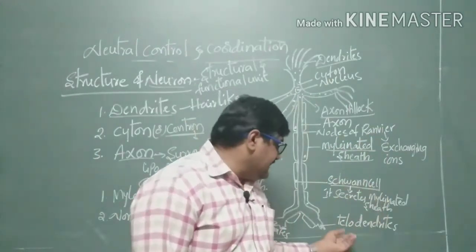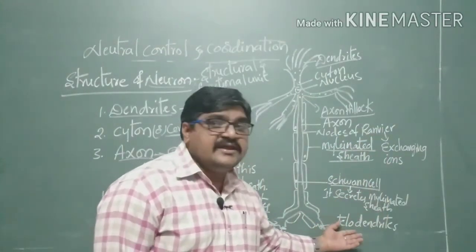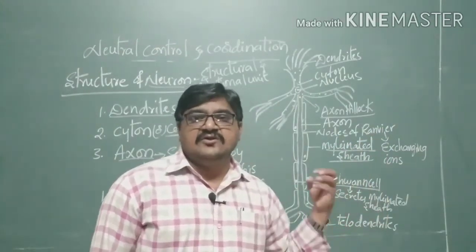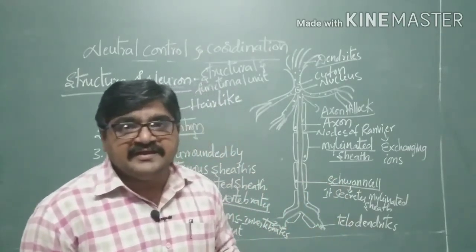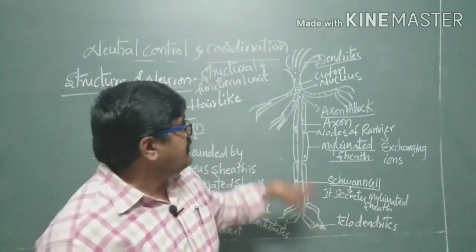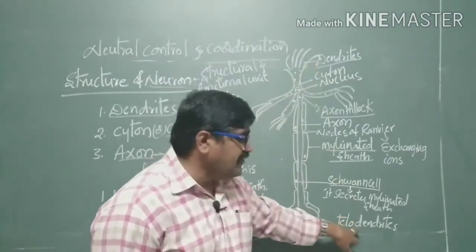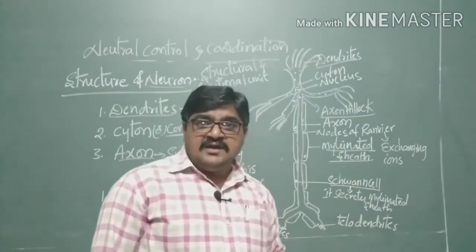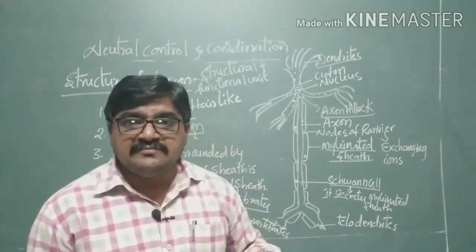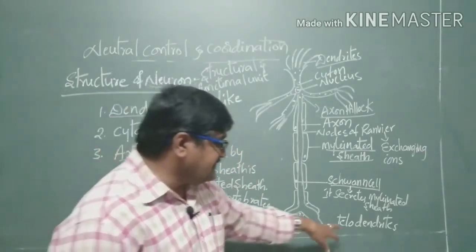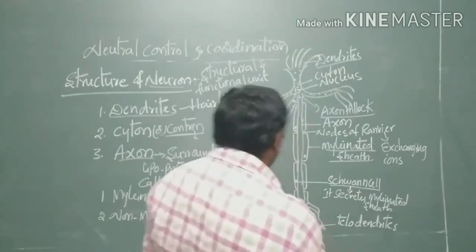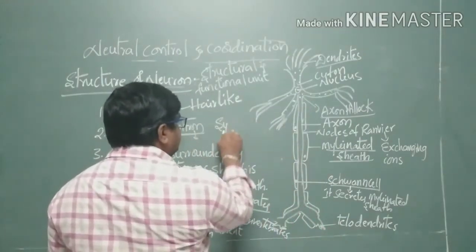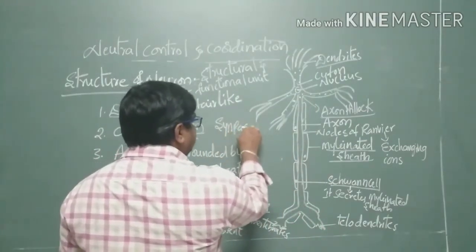And also at the end of this we have the telodendrites. The information passes from the telodendrites of one neuron to the dendrites of another neuron. Such a process is called a synapse. We can call it a synapse.